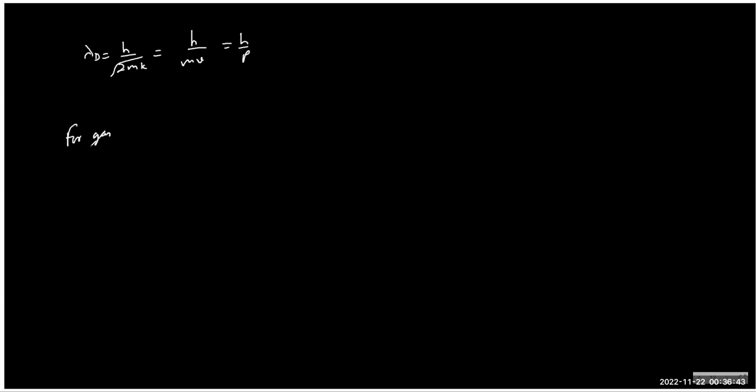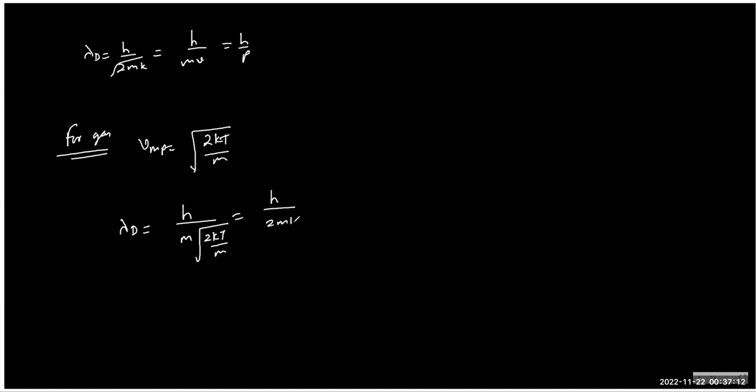So for a gas, what do we write? What is the most probable velocity? The majority of the particles will have this velocity, isn't it? So what is the de Broglie wavelength associated with the gas at a temperature T? m v most probable, how much is that? 2mkT. So for different scenarios, if you know the velocity, you can express the corresponding de Broglie wavelength. Anyway, this is not our discussion. I was talking about the photon.